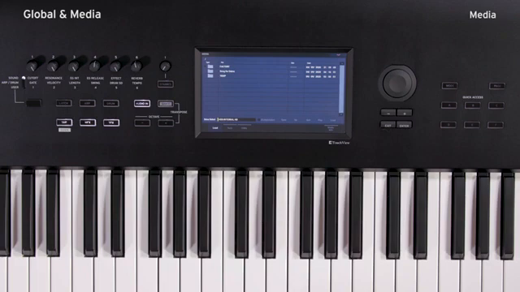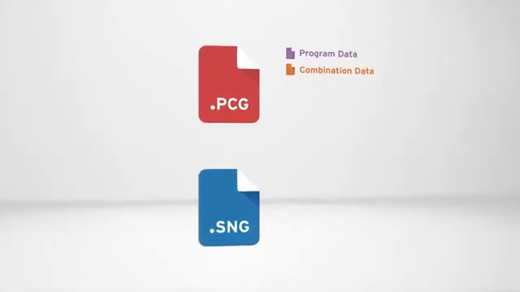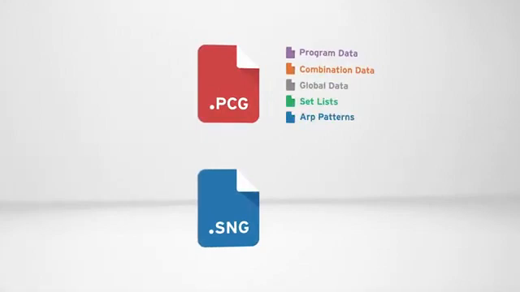Media is where you save and load data to the internal solid-state drive or to external USB media. Anything that you create or edit in the Nautilus can be saved to disk. There are a number of file types for different types of data, for example .pcg and .sng. PCG will have the program, combination, and global data, as well as set lists, ARP patterns, etc. SNG stands for song, a file that stores all the songs from sequencer mode.